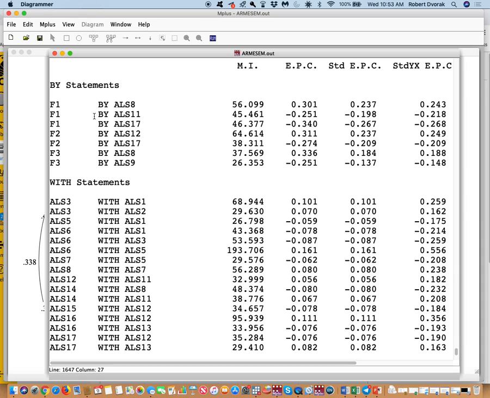We're not going to add any by statements, right? We're not going to add any cross loadings. That's what these are. It's cross loadings, right? But we've got this right here. That's a ridiculously high correlation, 6 with 5. Should drop our chi-square by 193.